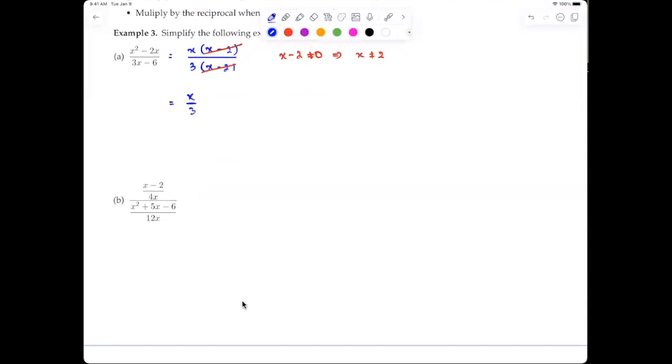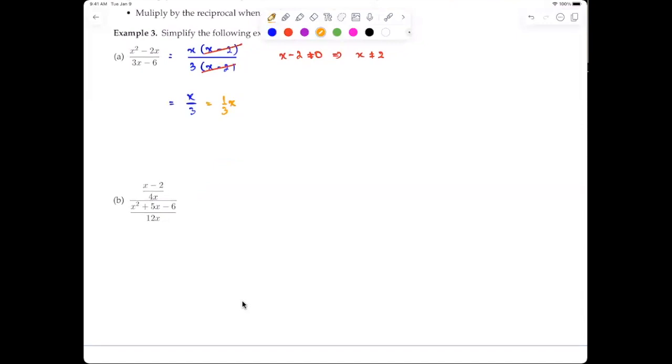Any questions on A? Good, straightforward, yes. I remember the 1/3 x. No, it's totally fine. So if you write it like this, it's totally fine, it's the same. Right, move on to B.